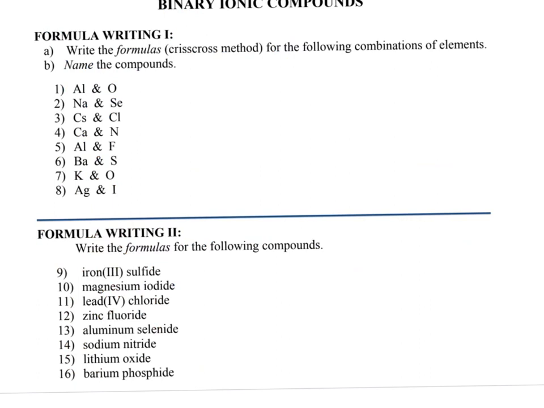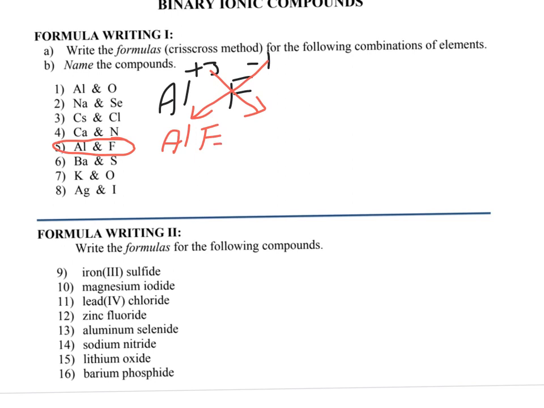Okay, here are some more practice ones. Let's do number 5, just to make sure we're in the right place. Aluminum has a +3 charge. Fluorine, if you look at the halogen group, has a -1 charge. Are they the same number? No. Can I reduce them? No, so that means you're going to crisscross them. So it will be aluminum, you don't have to write the 1, and then fluorine 3.